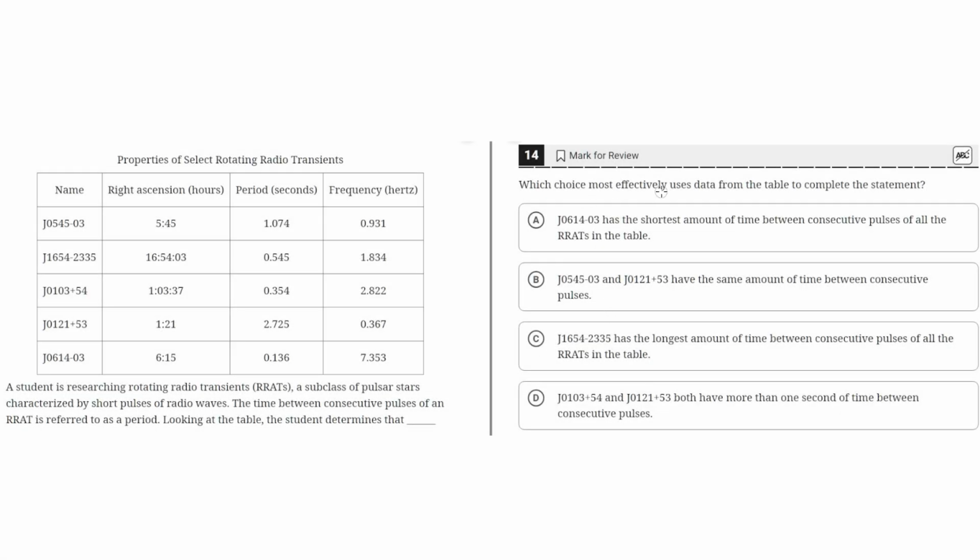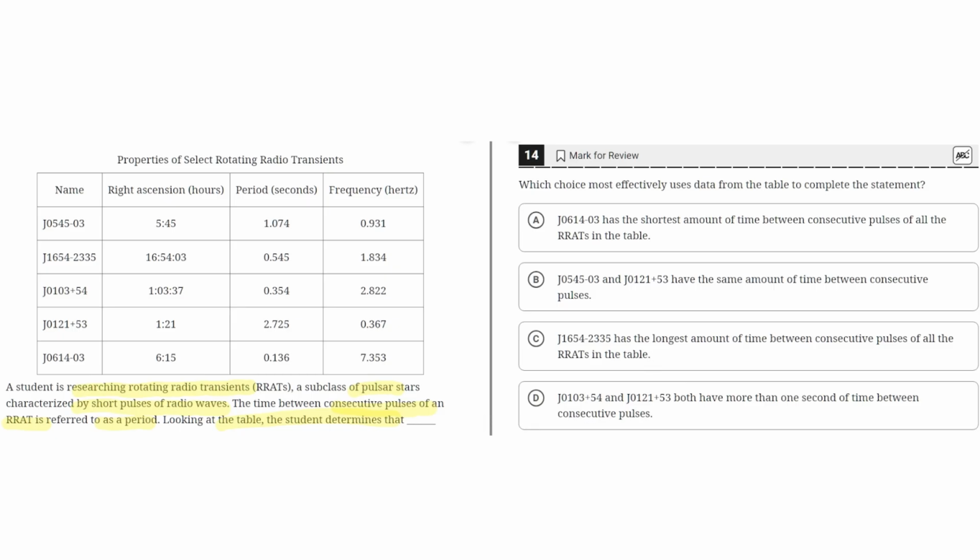Which choice most effectively uses data from the table to complete the statement? A student is researching rotating radio transients, RRATs, a subclass of pulsar stars characterized by short pulses of radio waves. The time between consecutive pulses of an RRAT is referred to as a period. Looking at the table, the student determines that blank.